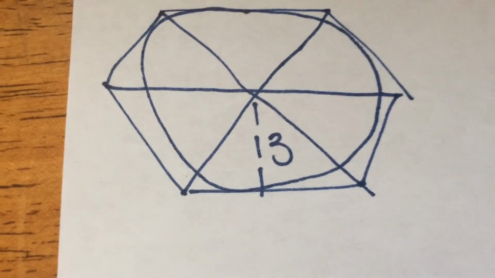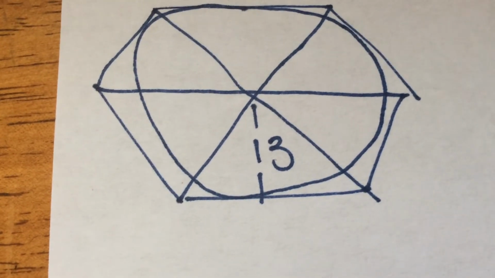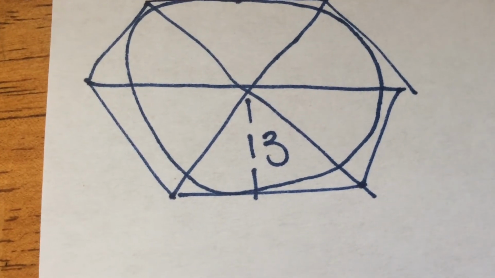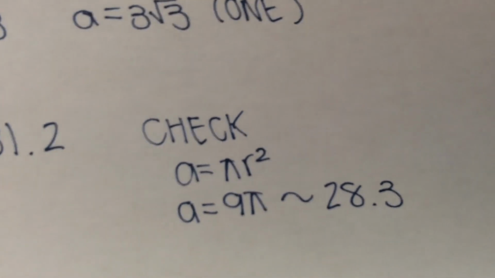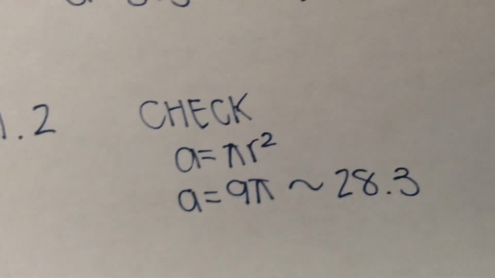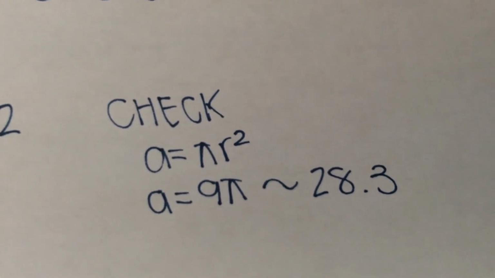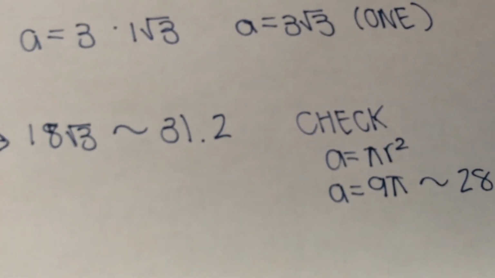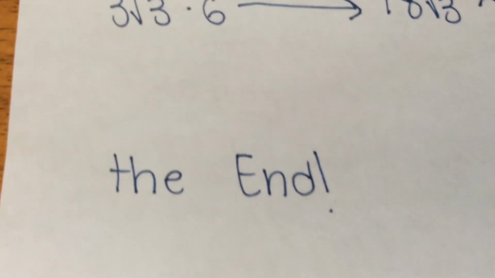To check our work, we notice that the circle is inside of the hexagon, which means the area of the circle should probably be smaller than the area of the hexagon. So when you find the area of the circle, you get A equals pi r squared, A equals 9 pi, approximately 28.3, which is less than 31.2. The end.